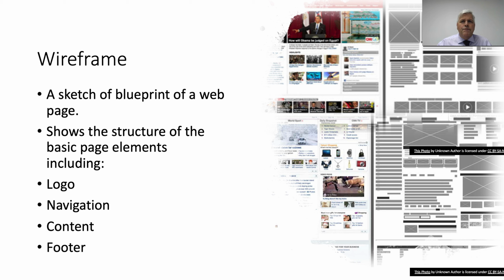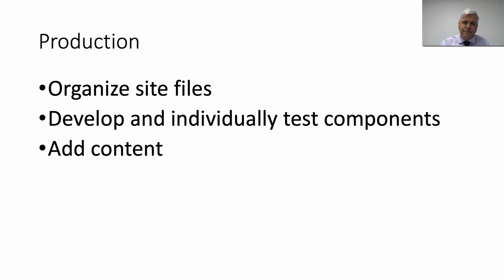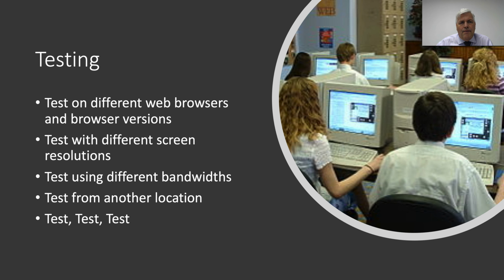And then, of course, a very important part of the process of web design is the wireframe. And that is simply a sketch of the blueprint of a web page. And that just shows the structure of the basic page elements, including the logo, the navigation, the content, and the footer. And then, of course, there's production, organizing the site files, developing and individually testing each of the components, and then eventually get to the point where you're adding content.